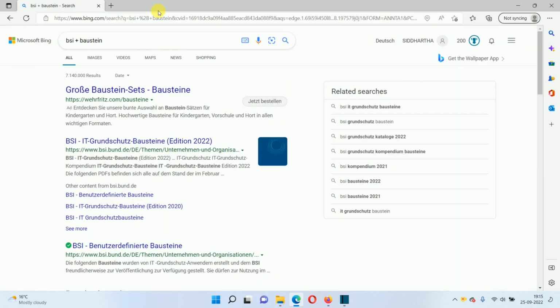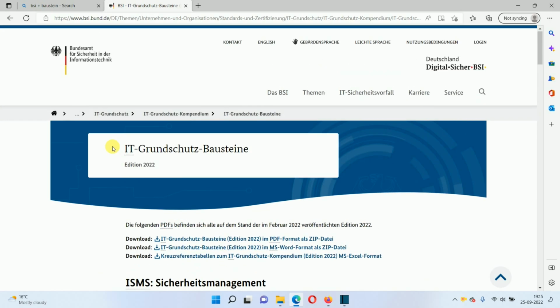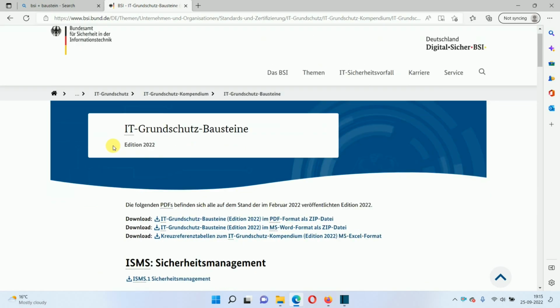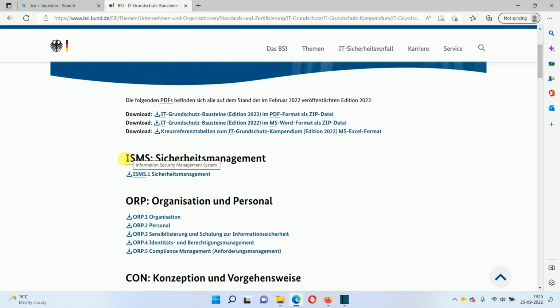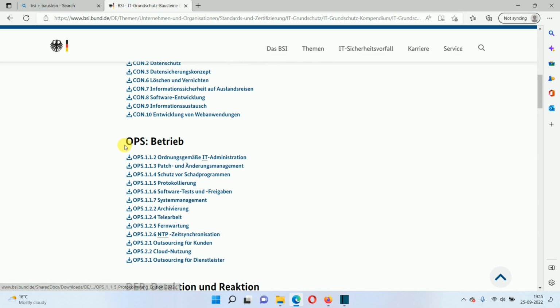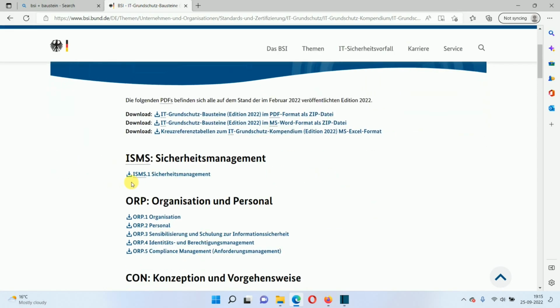So if I just put it on Google, BSI Grundschutz Baustein, and here you see. Unfortunately, I didn't find this in English, but it's kind of the backbone of the complete BSI IT Grundschutz. So here you see there are 10 different headings. One of them is ISMS, ORP, CON, OPS. Likewise, there are 10 headings, and every heading has more groups of Bausteins.